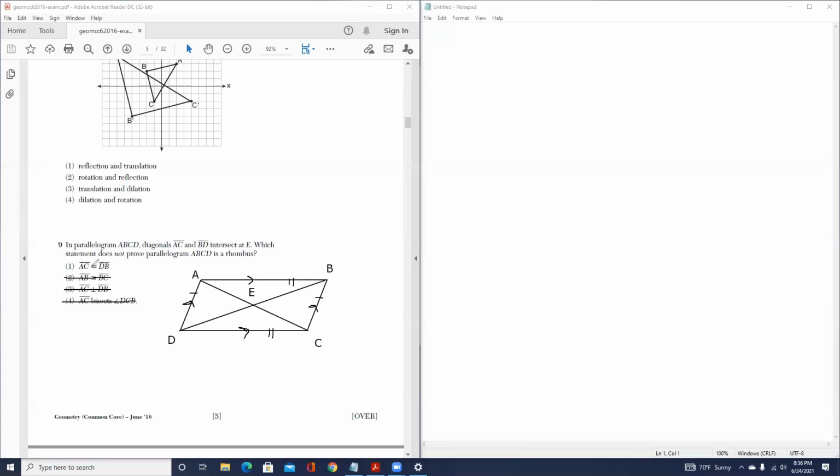So that leaves us with choice 1. That segment AC is congruent to segment DB, because if it were true, then that would make this a rectangle instead of a rhombus.